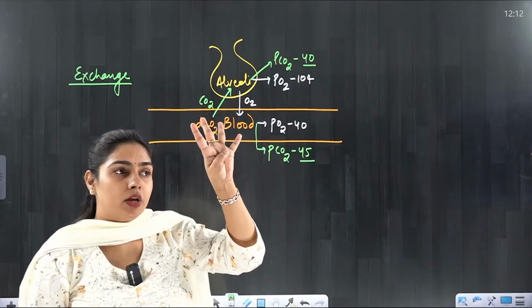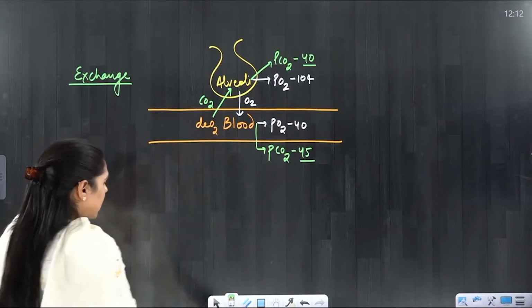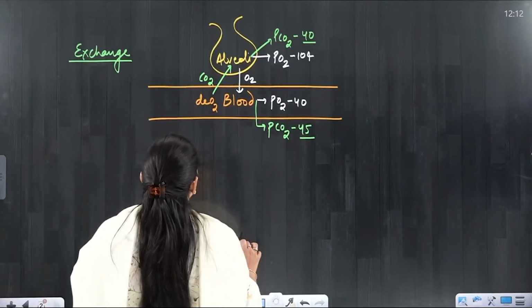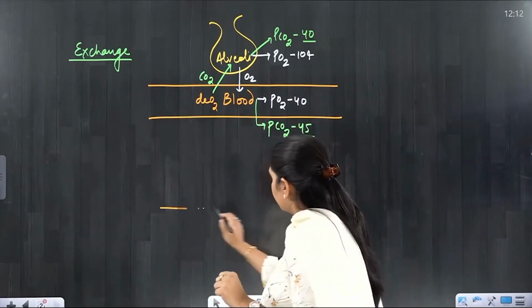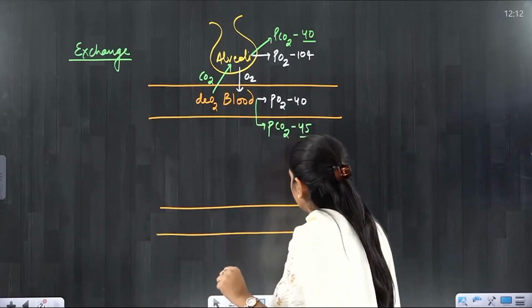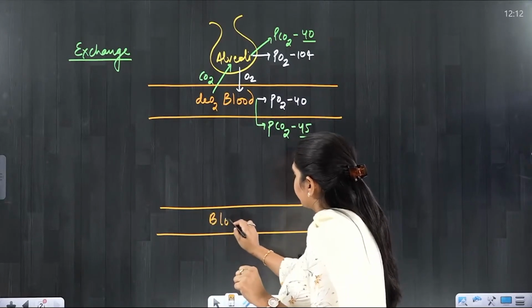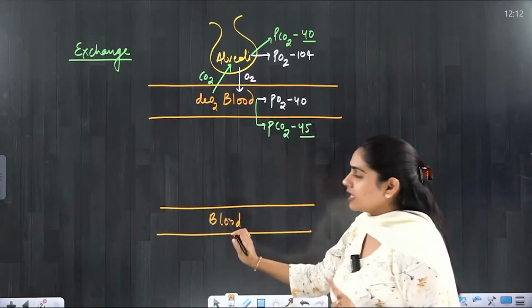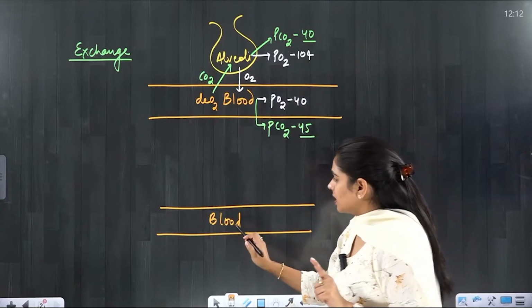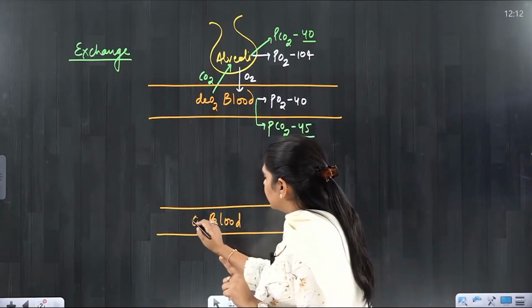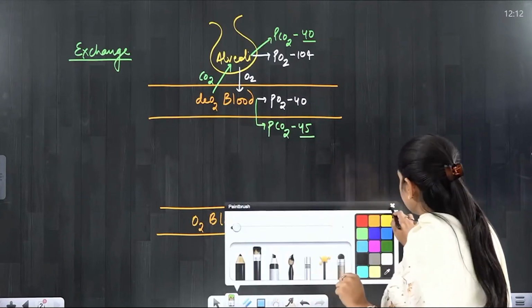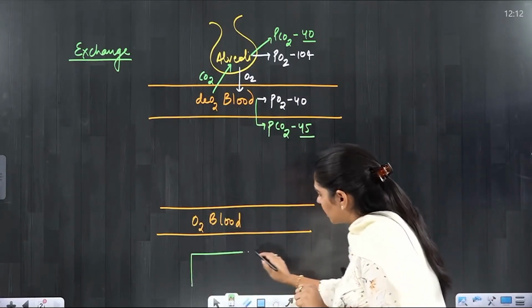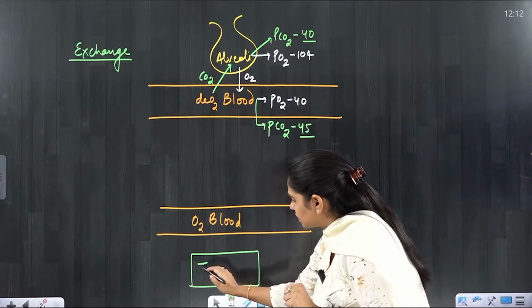Fourth step. So now let me tell you the fourth step. Let us suppose this is the blood. Which blood is coming near to the tissues? Near to the tissues, it is oxygenated blood. And let us suppose these are the tissues.